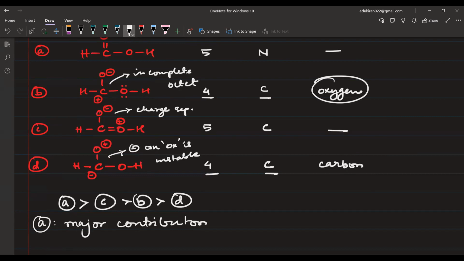Okay, so they can also ask you regarding these resonating structures, and they will ask you why these are not major contributors towards the resonance hybrid. So you will point out these things. If they have given you B, then you will say that the carbon is incomplete octet. In the C, we have charge separation, large charge separation. And in the D case, we are having positive charge on oxygen, which is unstable.